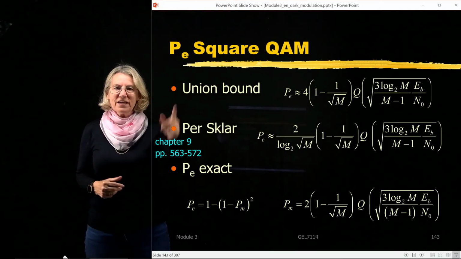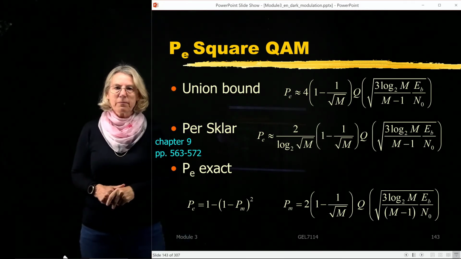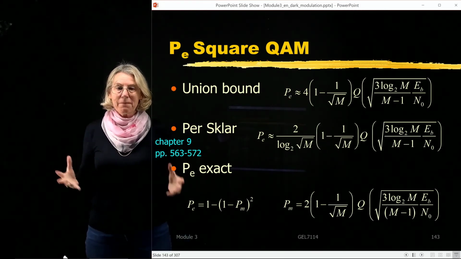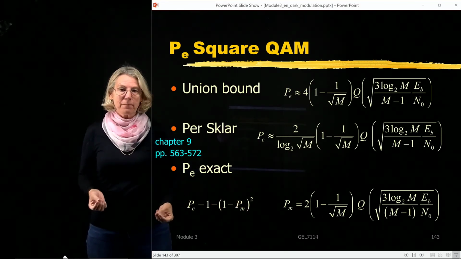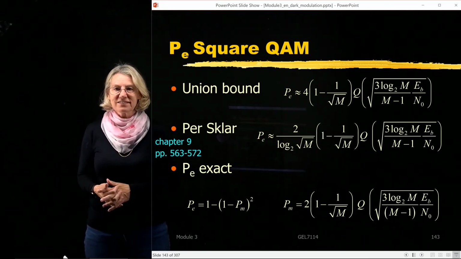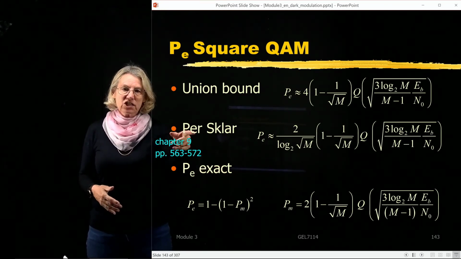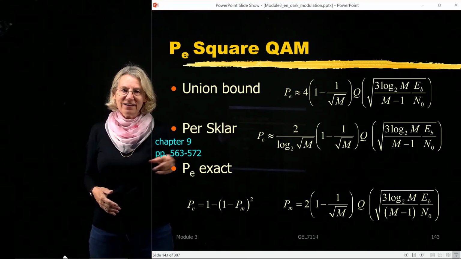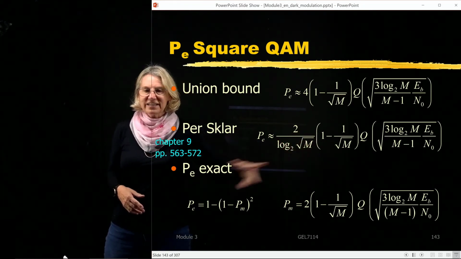So you'll recall that I showed you with the union bound this expression for the probability of error for square QAM, and I mentioned that in Proakis we could find an expression for the exact probability of error, and it was in fact the same. So in this case, the bound was actually equal to the real value. Now, if you look in Sklar, in chapter 9 and these pages, he gives a probability of error which looks slightly different.